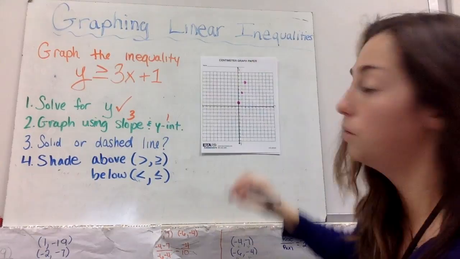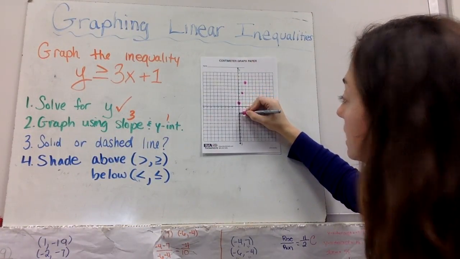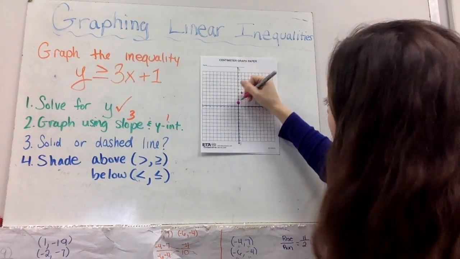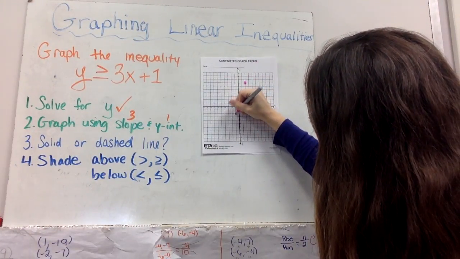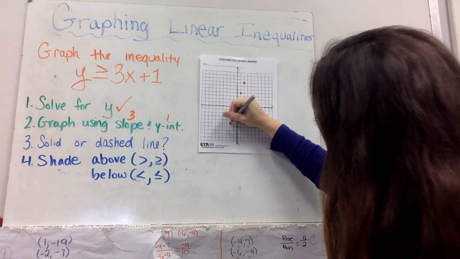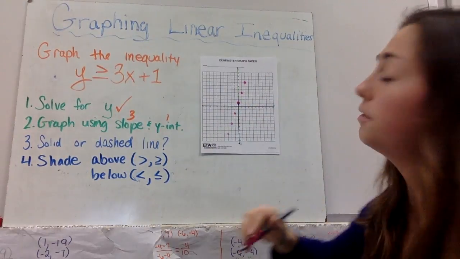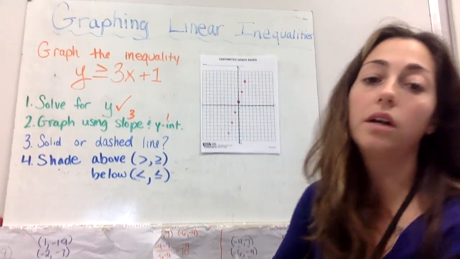And I could continue, and I can also go the opposite direction by going down 3. But now I have to go left 1. Down 3, left 1, down 3. Then I have a really nice line here.